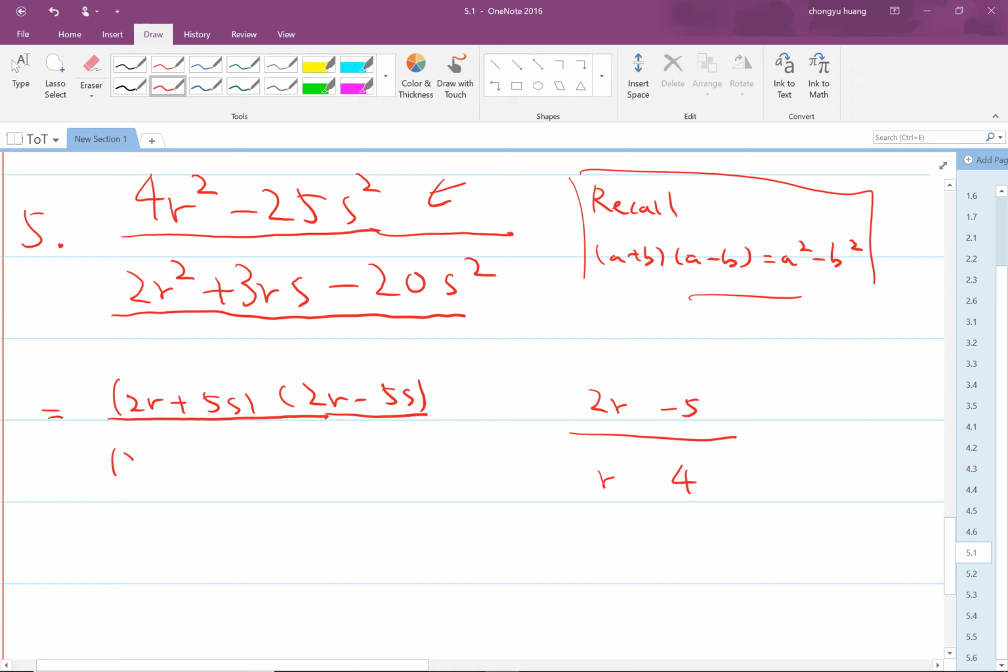So we just write down 2r minus 5. We are missing an s over here. So you write down 5s because we have a negative 20s squared over here. So we definitely have to write down negative 5s and then 4s. So let us write down r plus 4s. Now you can see we finish the simplification, right?